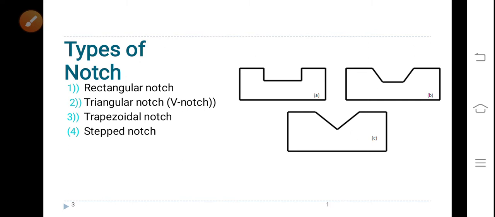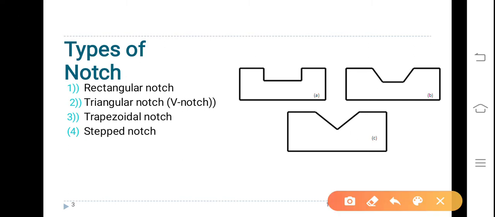Rectangular notch, you can see rectangular notch, triangular notch or V notch, trapezoidal notch, stepped notch.